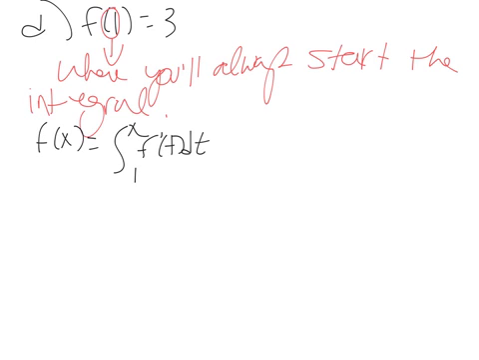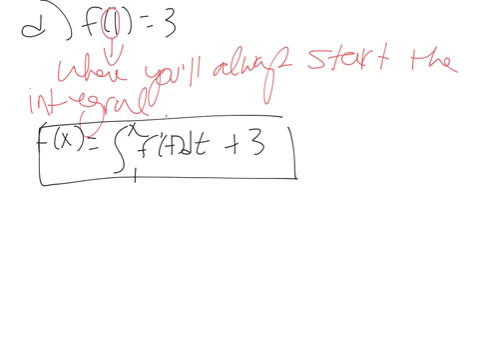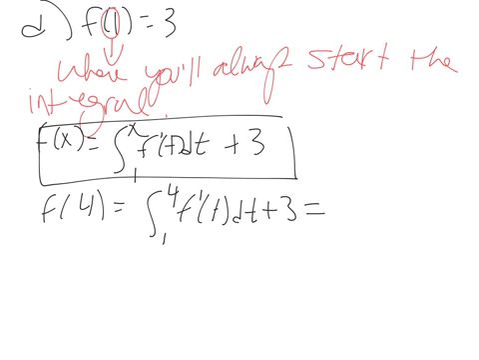I know that that's kind of my initial value, so I have to add it. It's just like when we did some of those particle motion questions, when you're given the initial distance or the initial velocity, and you have to add it to whatever you find, because the integral won't incorporate that initial value. Okay, so this is my integral. Then they want f of 4. So I'm going from 1 to 4 of f prime of t dt plus 3. Well, they gave me the integral from 1 to 4. It was 12. So it's 12 plus 3, which is 15.